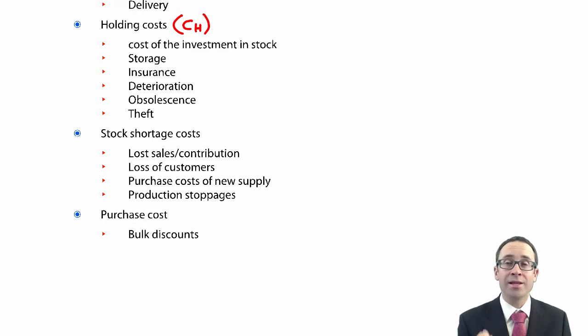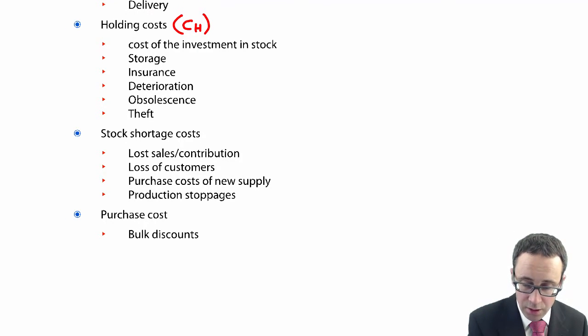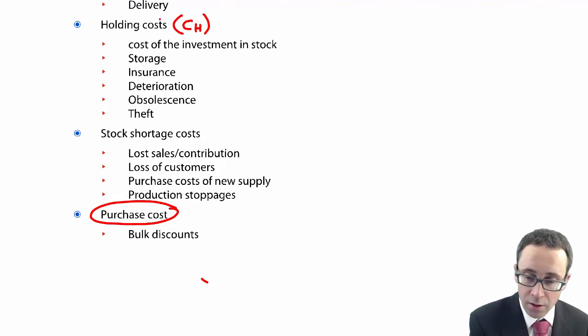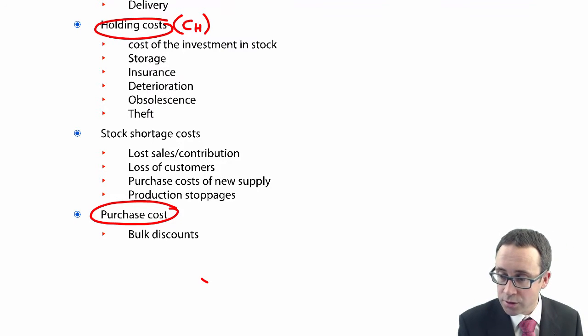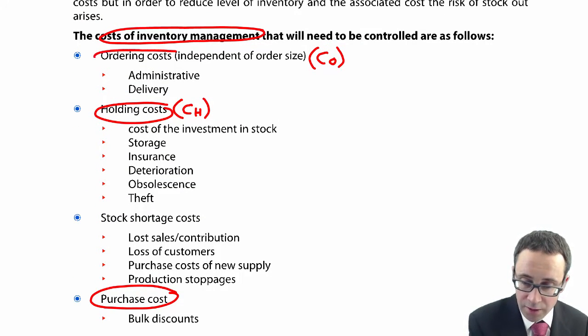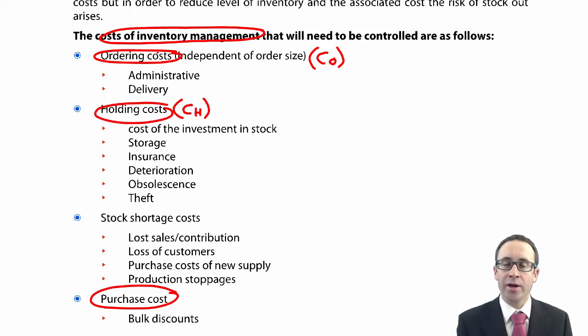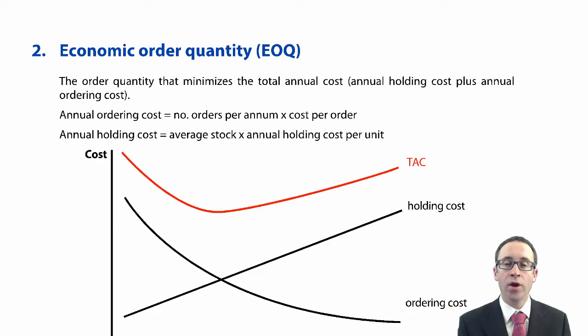And to do that, we need to consider the total cost. So when we're thinking about your total cost, we're going to think about your purchase cost. We're going to consider your holding costs, and what we're also going to consider is your ordering costs. And what we're going to try and do is calculate an optimum quantity to order that will ensure that we have minimized our overall costs. And what we have there is referred to as your economic order quantity, or your EOQ for short.